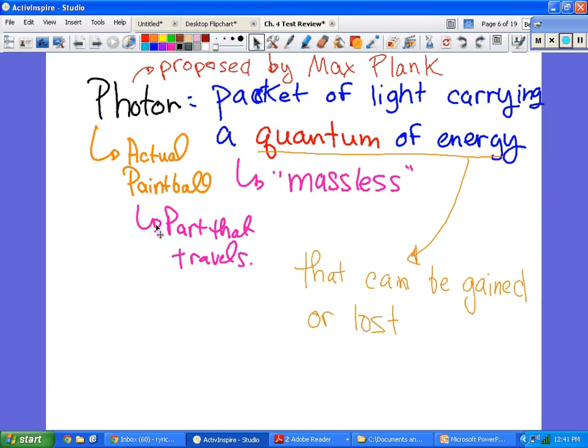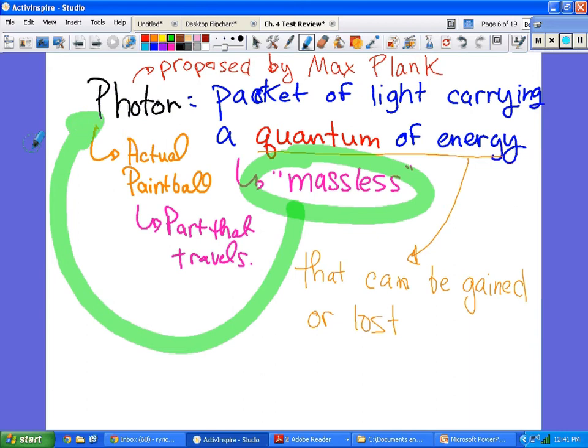Again, I told you this a minute ago. This massless concept is actually referring to the photon itself. This is why it's so weird. What is the definition of matter? Anything that has mass and takes up space. So is it matter? Is it? Without it, would we have life? That's a tough concept right there. Okay? That's a tough concept.